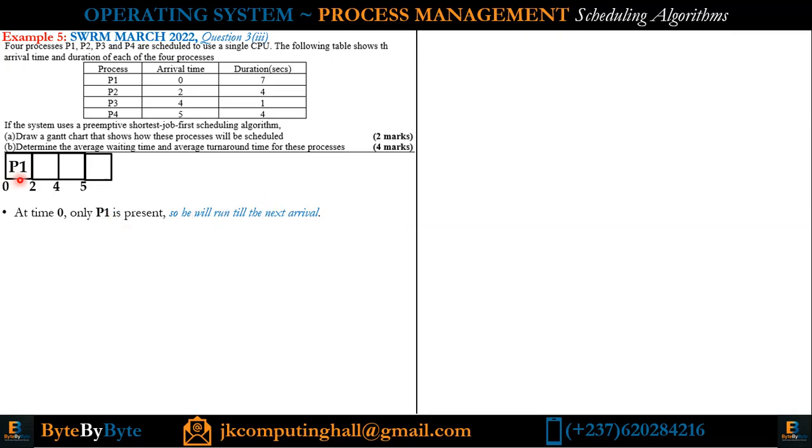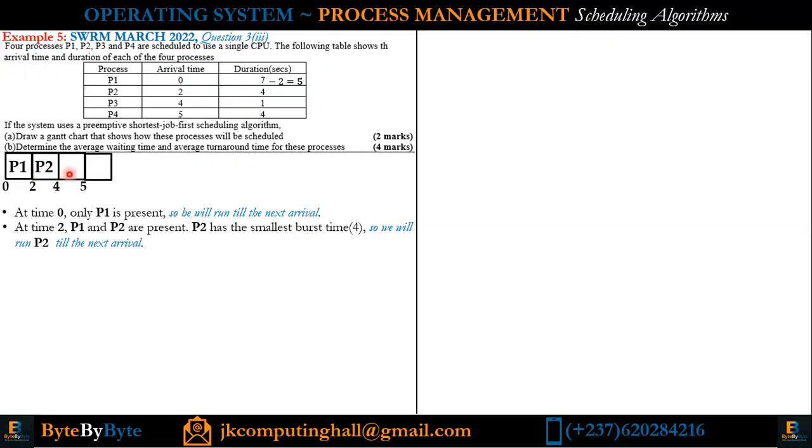So I have P1 running from 0 to 2, meaning that he has already consumed 2 units and he is left with 5. At time 2, P1 and P2 are present. And when you compare, P1 has 5 units, P2 4 units. So you see that P2 has the smallest burst time, which is 4. So we will run P2 till the next arrival.